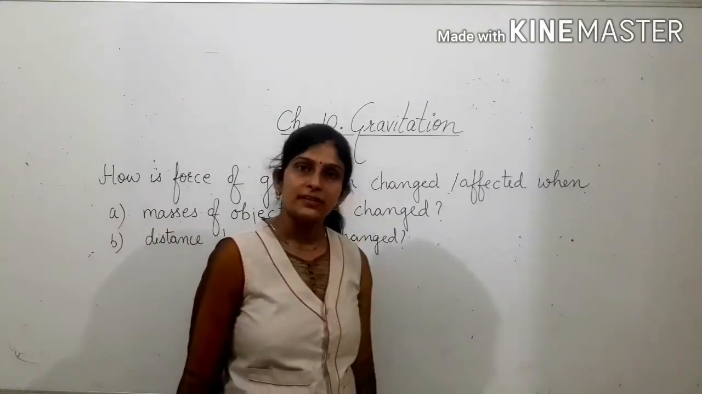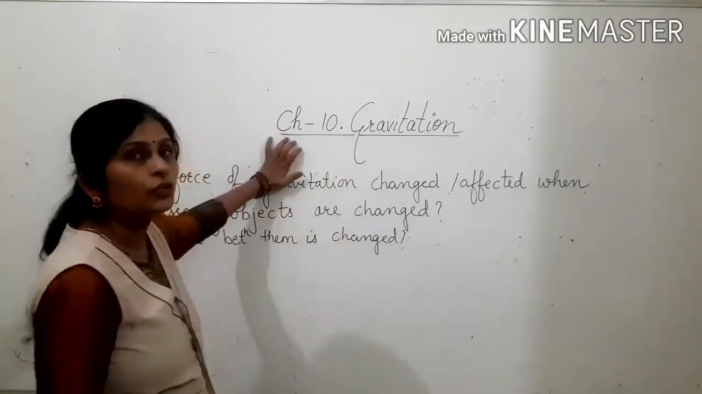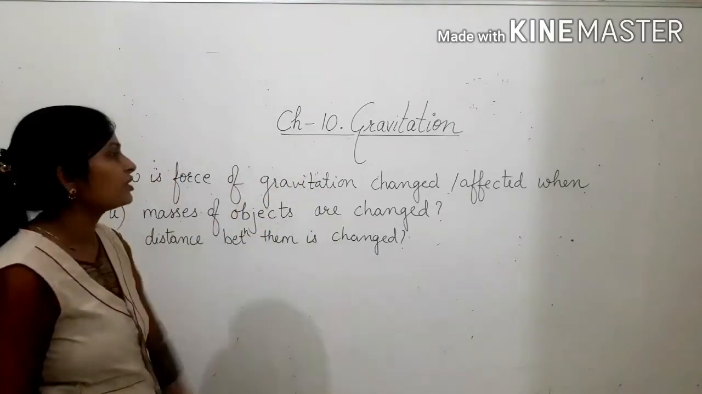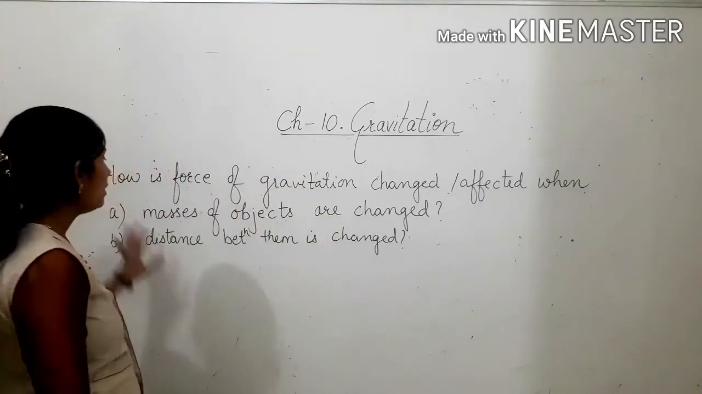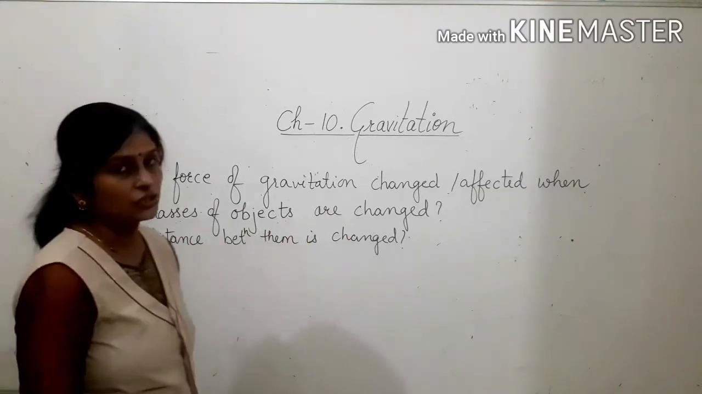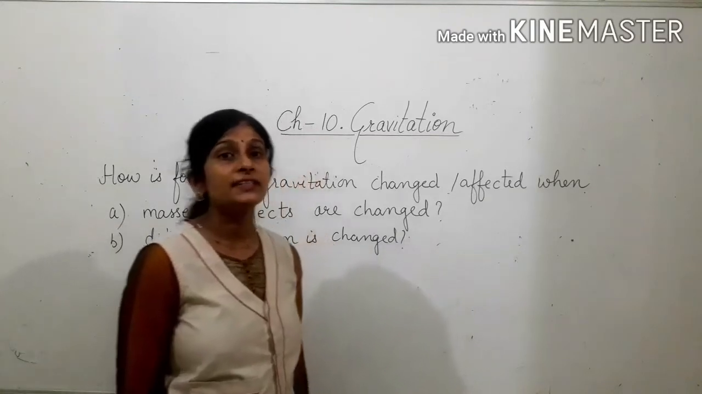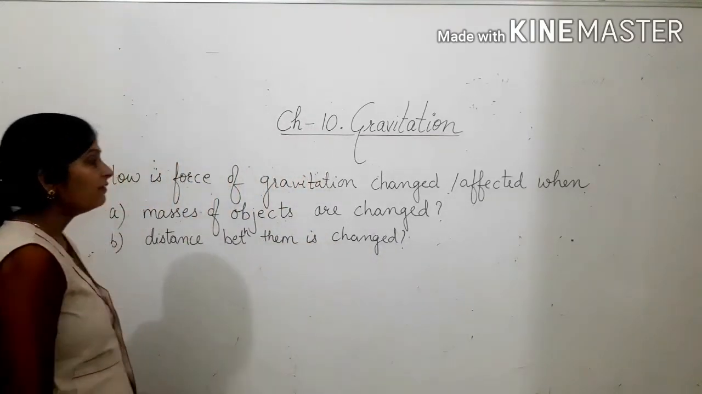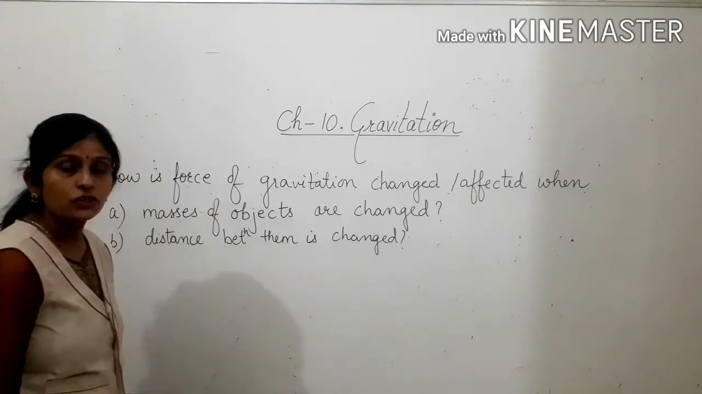Good morning, students. Today we will continue chapter 10, Gravitation, with the topic: how is the force of gravitation changed or affected when the masses of objects are changed and the distance between them is changed. First of all, we will see the change in the gravitational force between two objects when their masses are changed.